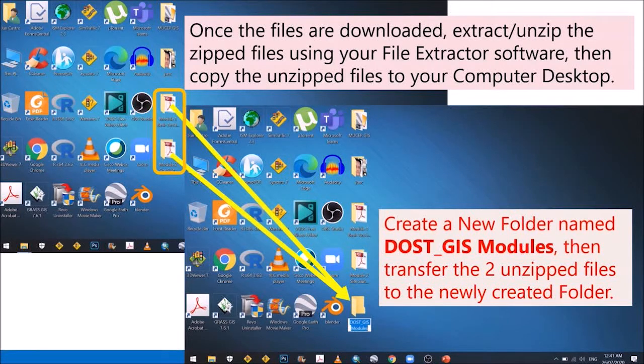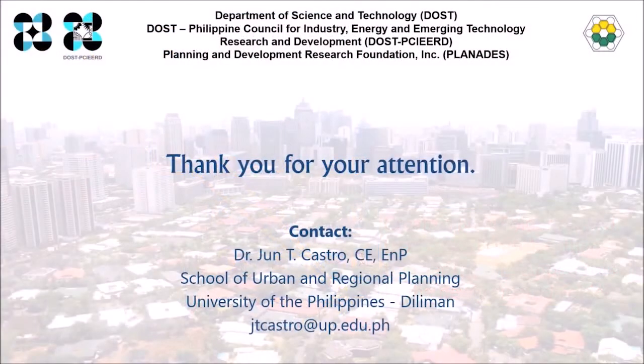So you have DOST_GIS modules, and inside this folder you have the 2 modules, module 1 and module 2. Your module 1 and module 2 folders contain the datasets as well as the instructions in PDF format. So I hope that you already have an idea on what to expect in this module. So without further ado, let us start with the lecture part.